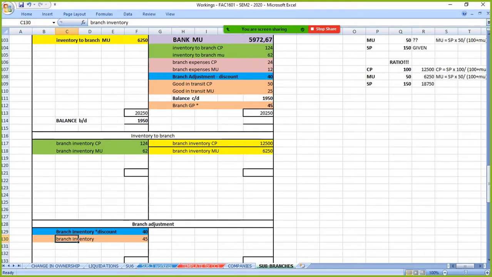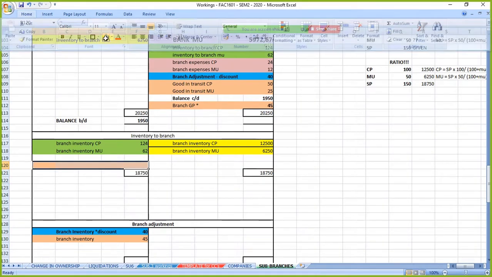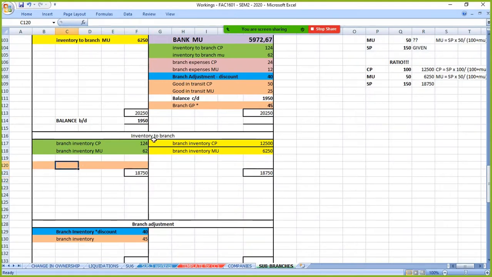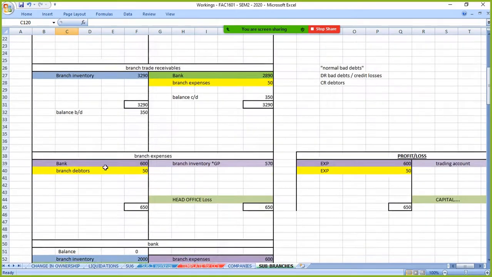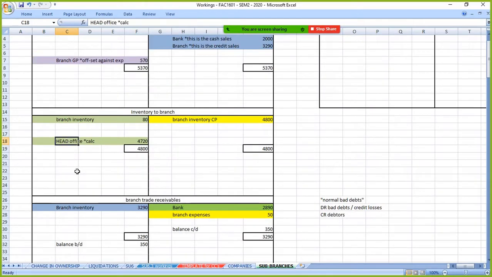Okay, let's summarize the inventory to branch. Which side looks bigger here? Credit. Yes, definitely, so you can see that's the bigger side. All right, so again, inventory to branch is for the head office. So let me use the same description as what I had earlier, head office calculation.